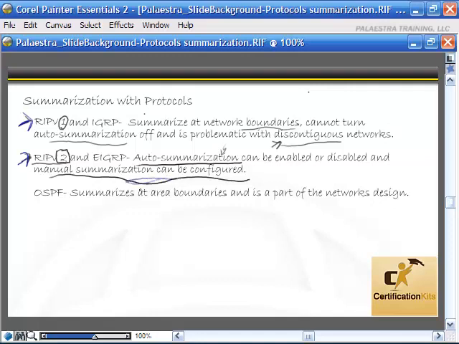OSPF we don't have to sweat because at our area boundaries it's going to summarize automatically. And again, when we design OSPF, our IP design must coincide with the areas to make it work efficiently. If we do that right, we don't have to worry about it.